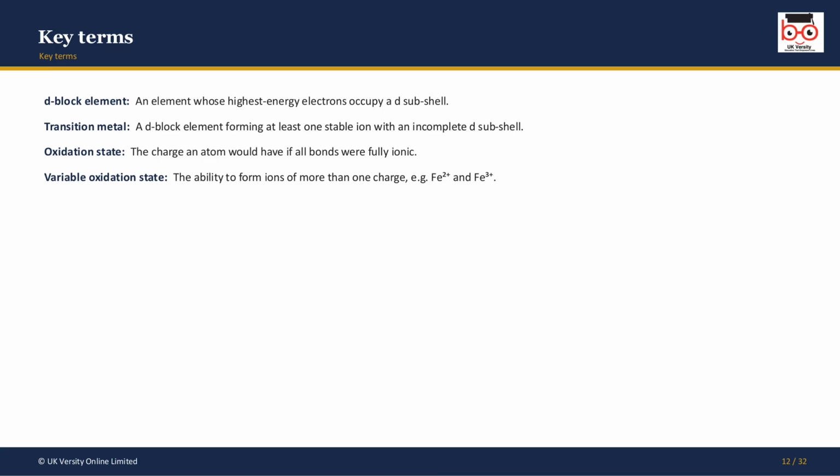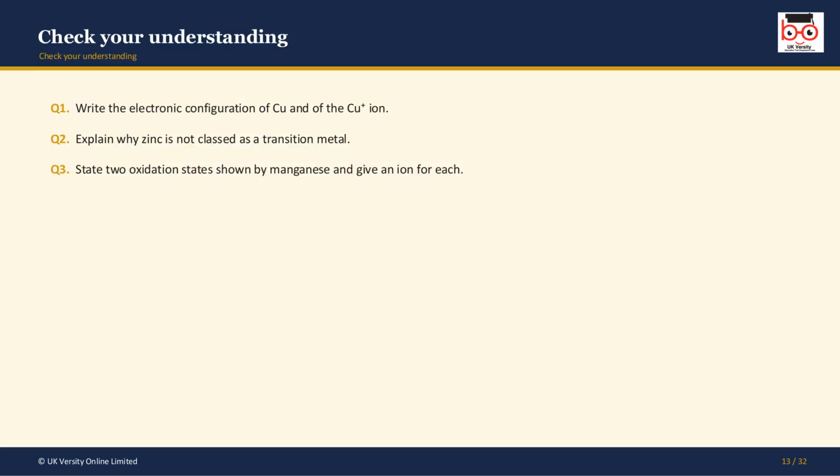Oxidation state is the charge an atom would have if all its bonds were treated as fully ionic. And a variable oxidation state is simply the ability to form ions of more than one charge, like iron 2+ and iron 3+.